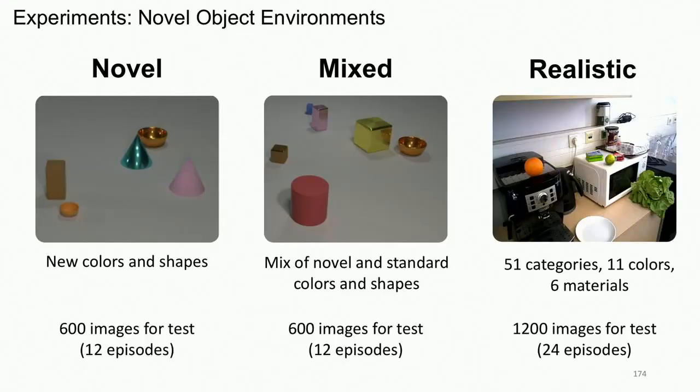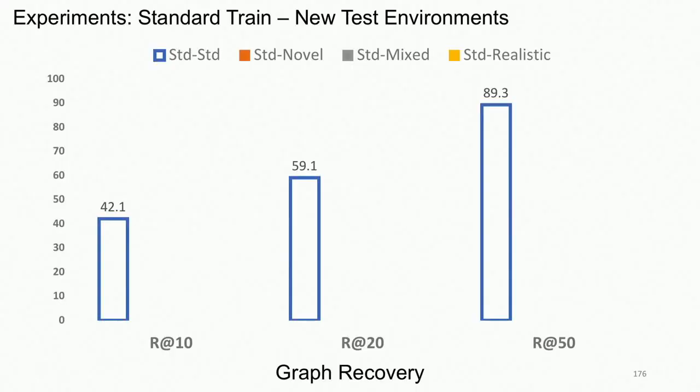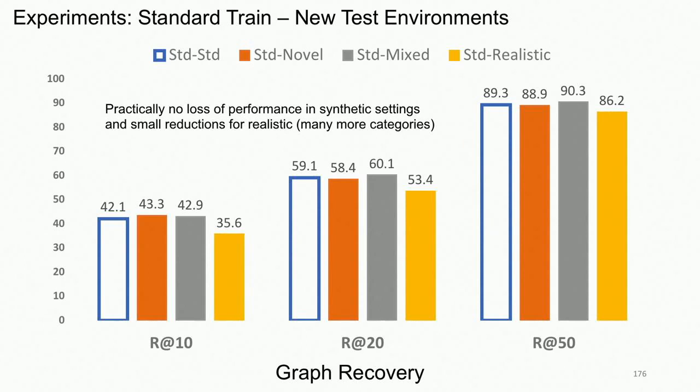And we further collect some datasets. It's a novel concept, and there is a mixed and also a realistic dataset. We only train our questioner on the standard set, and all of the other testing is directly performed without any fine-tuning or any other training. As you can see here, there is training on standard and testing on the standard test set, and training on standard and testing on the novel set, the mixed one, and the realistic one.